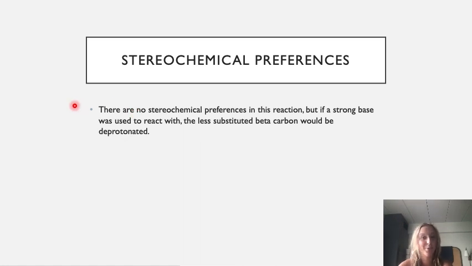Finally, the stereochemical preferences. So in this particular reaction, like the one I was given, there are no stereochemical preferences because the sodium ethoxide is not a strong base. Sodium ethoxide is considered a weak base, so it's not going to give any kind of preference for the stereochemistry or the regiochemistry, because also this molecule was pretty symmetrical. But if there was a different strong base to use, then the less substituted beta carbon would be deprotonated, which would have been the other side on our molecule.